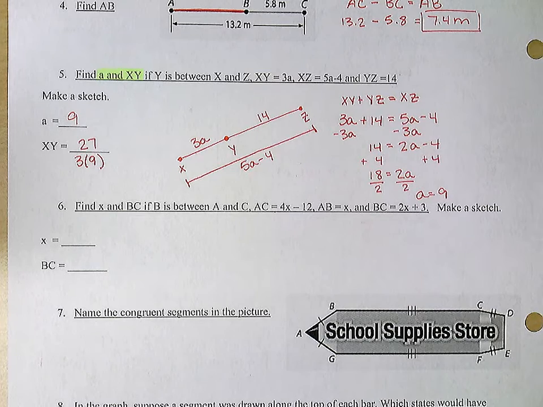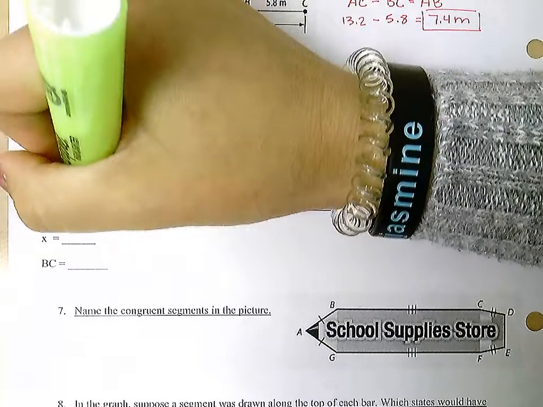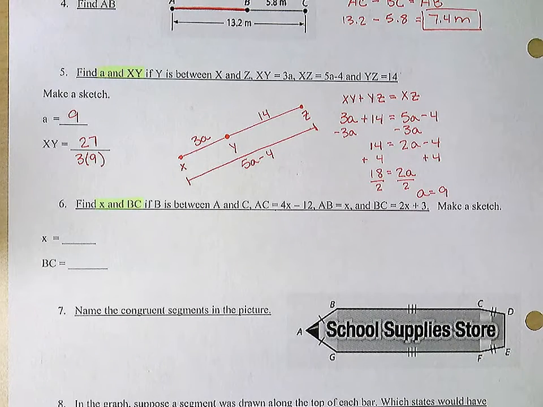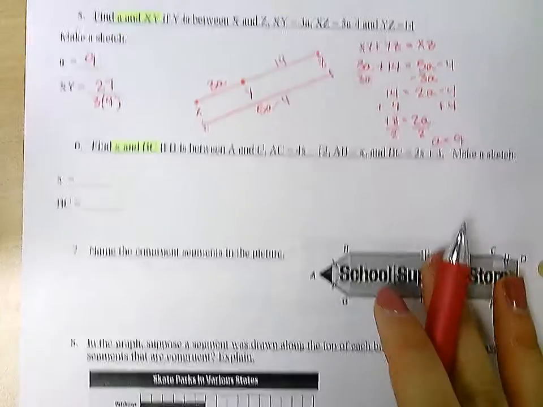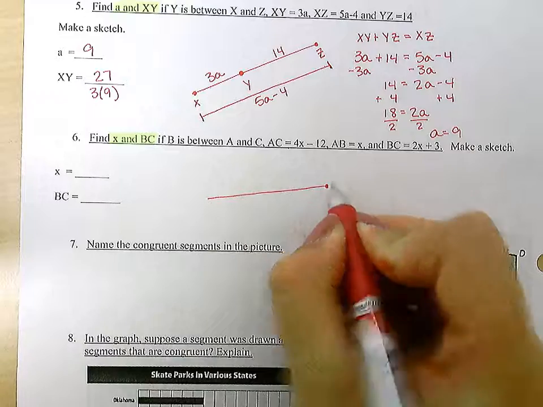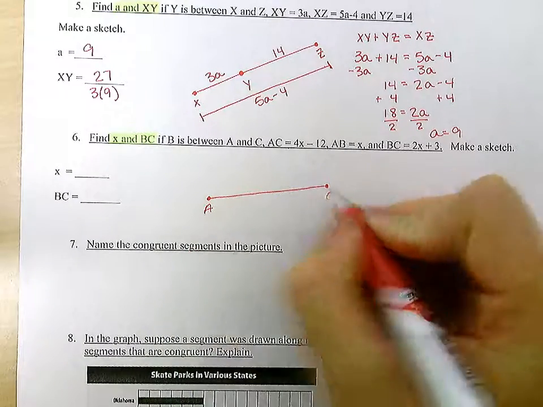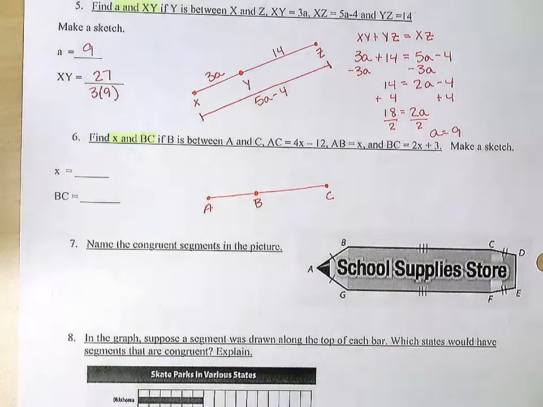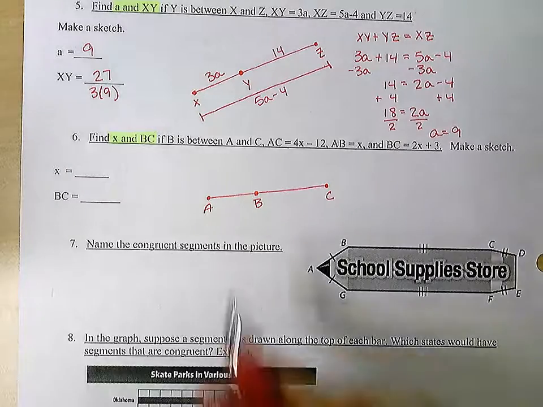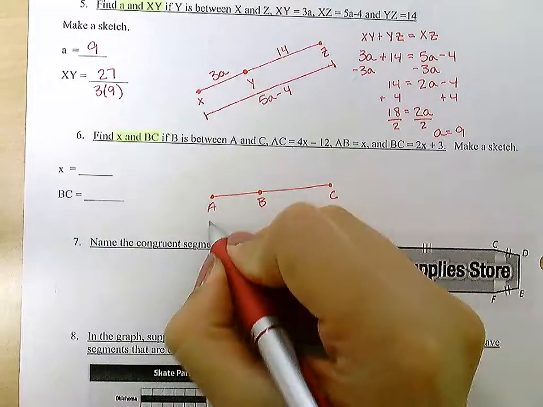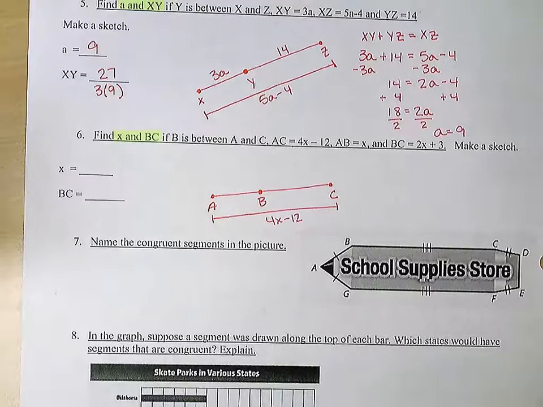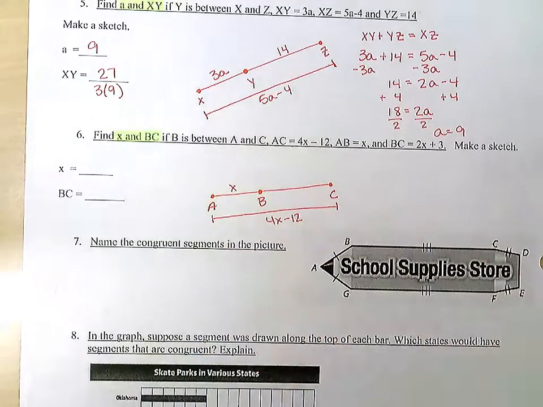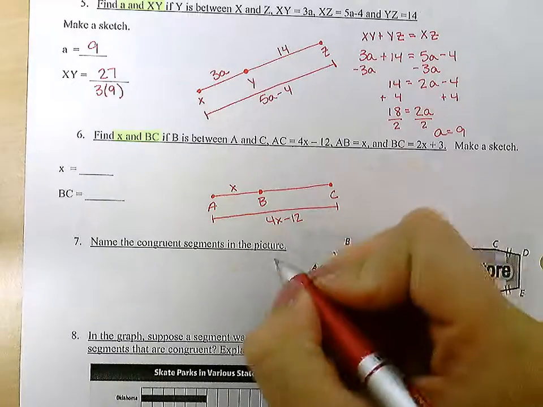So going through this here, again, you're finding two different things. You're finding x and BC. This time you're given B is between A and C. So again, I want to draw in a segment. A and C are my endpoints. B is somewhere between. Again, it doesn't have to be exactly in the middle, just somewhere between the two. We're also given AC, so that's the entire segment, is 4x minus 12. AB is just x, and BC is 2x plus 3.